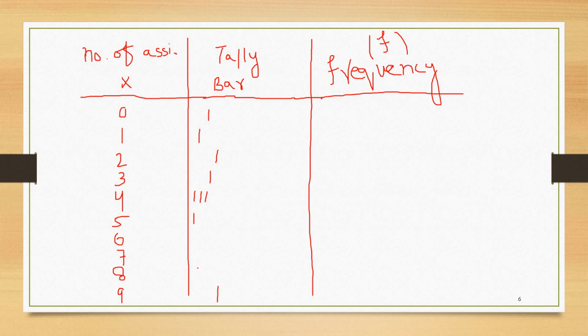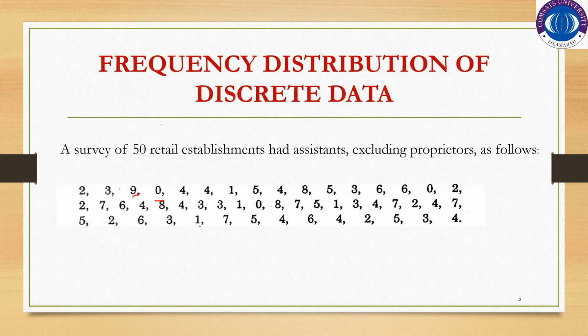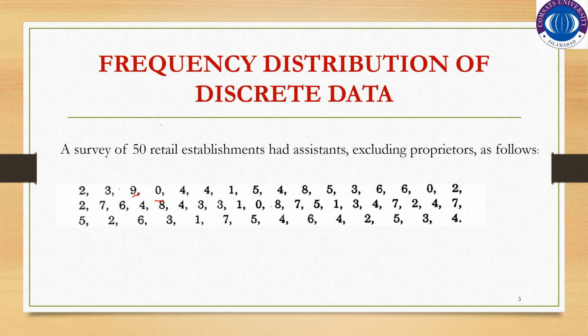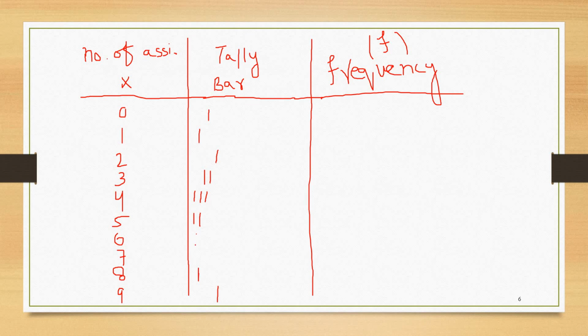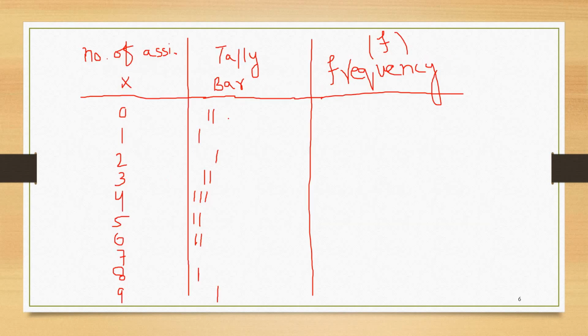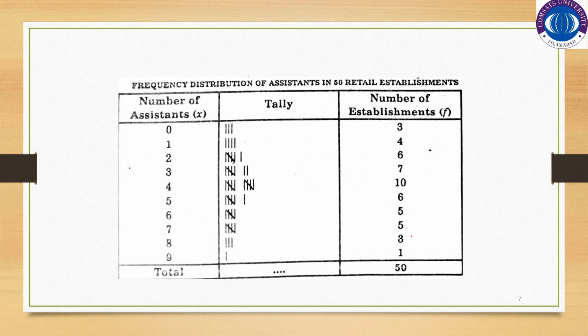8, 5, 3, 6, 0, 2. Okay. So we will continue like this and complete our tally bar, and then we will count our tally bars and write the frequency over there and complete our table, and the table final form will be like this.